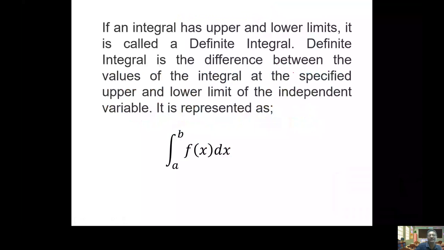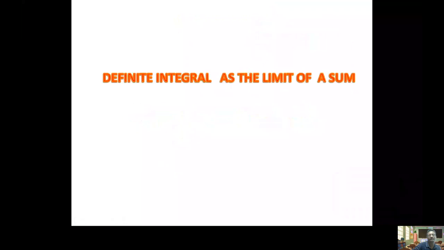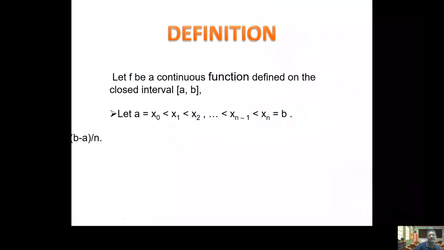A definite integral is the difference between the values of the integral at the specified upper and lower limits of the independent variable. This is called the upper limit and this is called the lower limit. A is called the lower limit, B is called the upper limit. A definite integral is the limit of a sum.